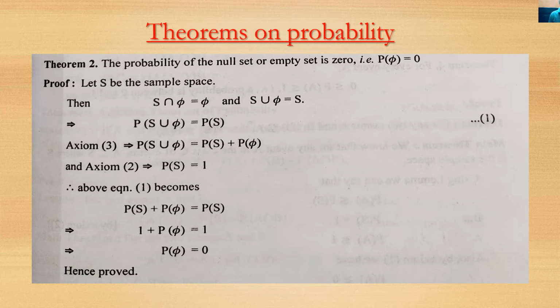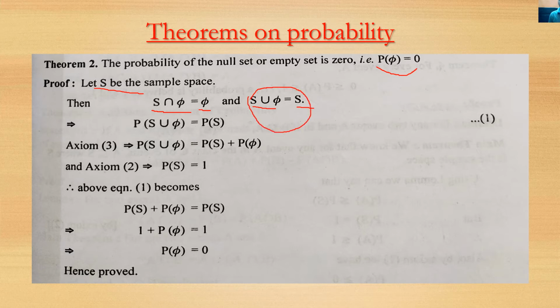Now we have a second theorem. The probability of the null set or empty set is 0. In probability, the probability of the empty set always remains 0. How will we prove that? We know that S is a sample space, and S intersection phi is always empty, and S union phi is S. Because when the empty set is added to S it remains S, and there is nothing common between the sample space and the empty set. So we will apply the third axiom here.